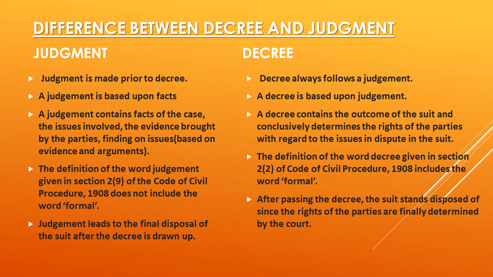The definition of the word judgment, given in Section 2, Clause 9 of the CPC, does not include the word formal, while the definition of the word decree, given in Section 2, Clause 2 of the Code, includes the word formal before it. Judgment leads to the final disposal of the suit after the decree is drawn up, while after passing the decree, a suit stands disposed of since the rights of the parties are finally determined by the court. Hence, by this, we have clearly understood the distinction between decree and judgment.